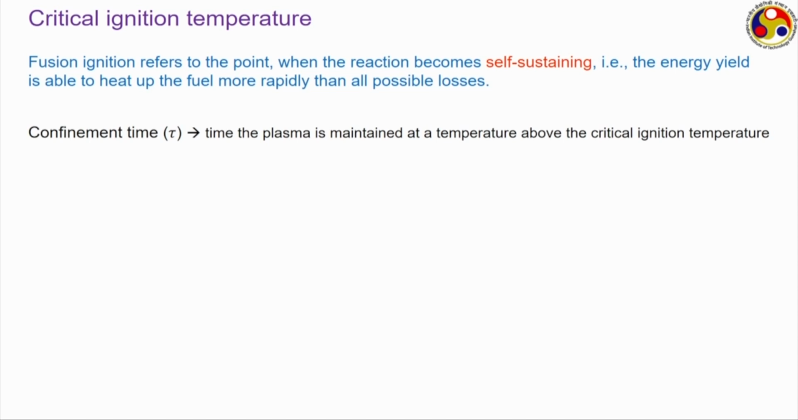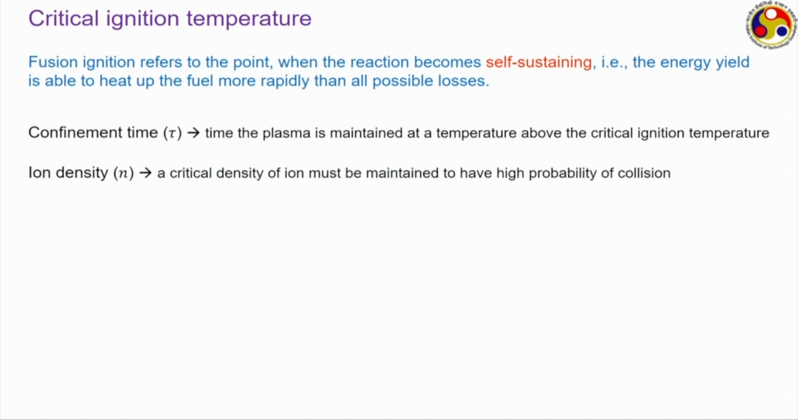If we are able to achieve this critical temperature only for a very short instant, just for a pulse, then it may not be sufficient to be self-sustaining. The other is the ion density. A critical density of ions must also be maintained to have a high probability of collision.